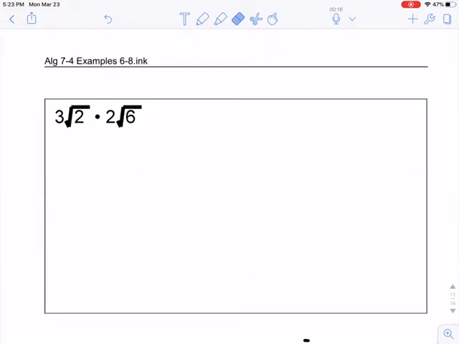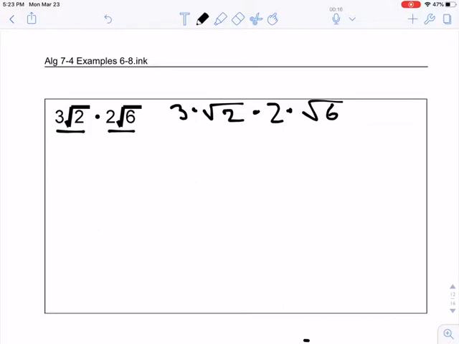So this example right here, we've got two terms that are multiplying by each other. I think the best way to explain this is to show that this term and this term are both products that are combined with each other. So if I write it out as 3 times the square root of 2 times 2 times the square root of 6, then think about what we know about multiplication.